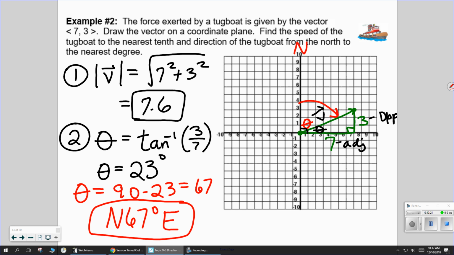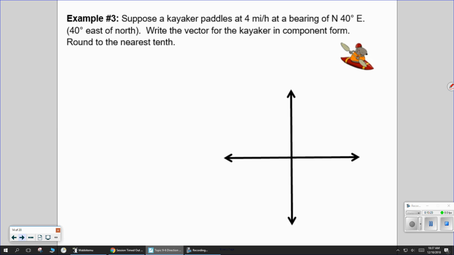Okay, so let's look at example 3. This says, suppose a kayaker paddles at 4 miles per hour at a bearing of 40 degrees east of north. Write the vector for the kayaker in component form and round to the nearest tenth. We don't have a grid this time, and so we just want to look at the kayaker paddling at a speed of 4 miles per hour.